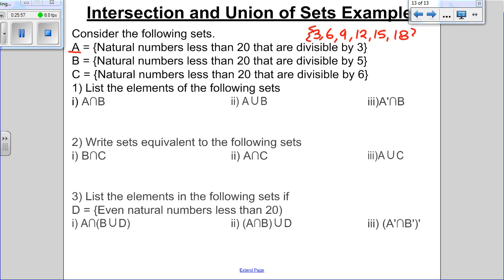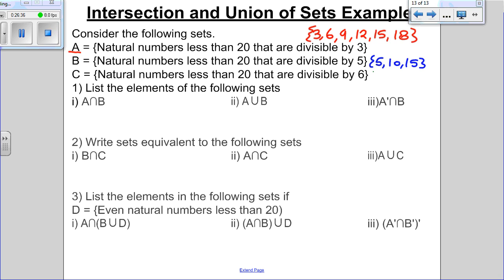Set B is natural numbers less than 20 that are divisible by 5. Again, write them out. It'll make your life easier when you start comparing. So divisible by 3, okay, divisible by 5 would be 5, 10, 15. That's all the things in set B. Set C, numbers that are divisible by 6. Write it out. 6, 12, 18. Those are your 3 sets.